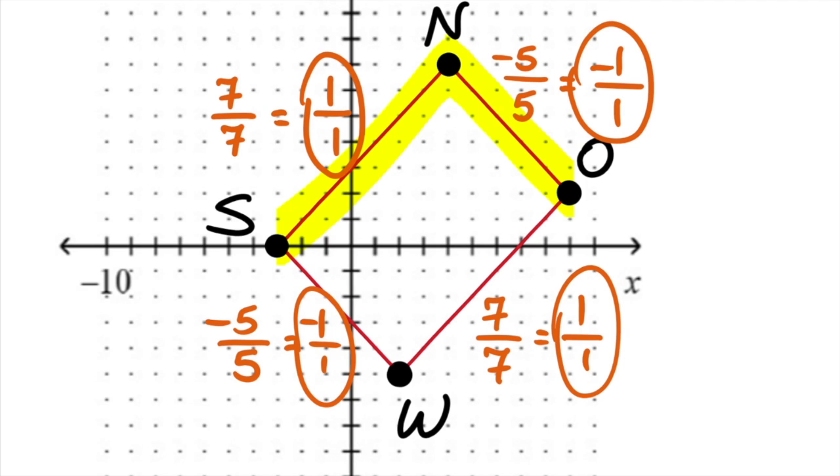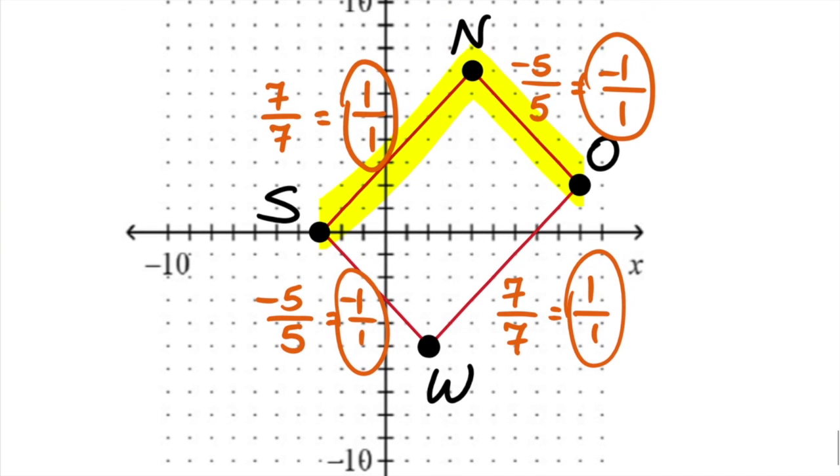If I go around the whole rest of the shape and try not to erase everything at the same time, maybe? Oh dear. Never mind. We're going to leave the highlighter there. If I go around the rest of the shape, I'm going to find that NO is perpendicular to OW, for the same reasons that we just talked about. OW and WS are also perpendicular. WS and SN are also perpendicular. So because we had opposite reciprocals the whole way around, that means that we can say that SNOW is a rectangle.